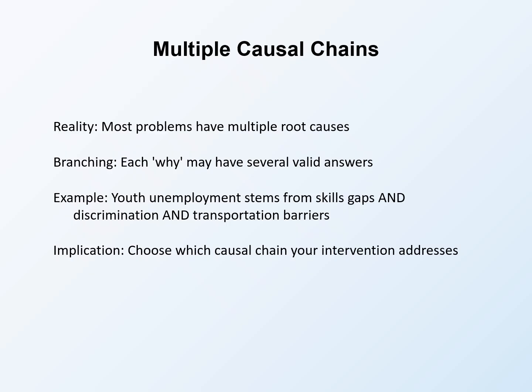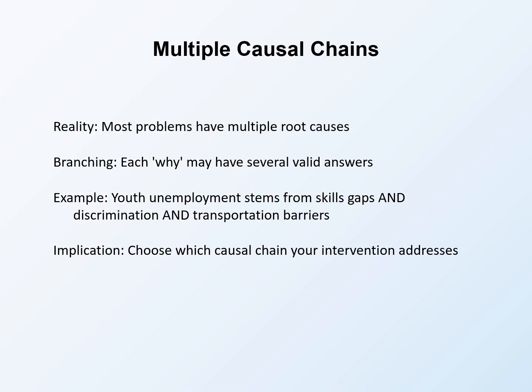Young people may face employment discrimination based on race, ethnicity, neighborhood, or criminal history. They may lack transportation to reach job sites in other parts of the metropolitan area. They may lack professional networks and connections that help others find opportunities. They may face family obligations such as childcare that limit their availability. Each of these represents a legitimate causal chain with different intervention points.